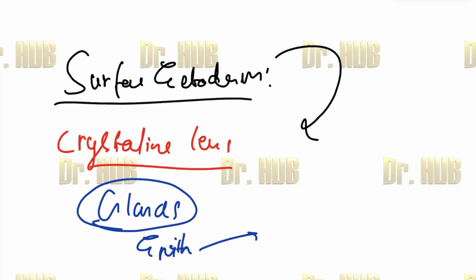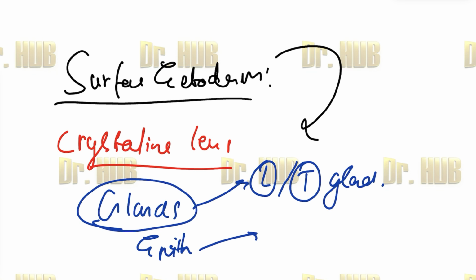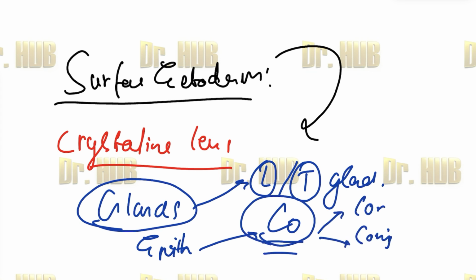In glands, there is the lacrimal gland as well as the tarsal glands. And talking about the epithelium, it contains the corneal and the conjunctival epithelium. So it contains two epithelia starting with CO. So there is only CO epithelium: CO can be corneal or CO can be conjunctival. So it contains a CO epithelium and the lacrimal and the tarsal glands.